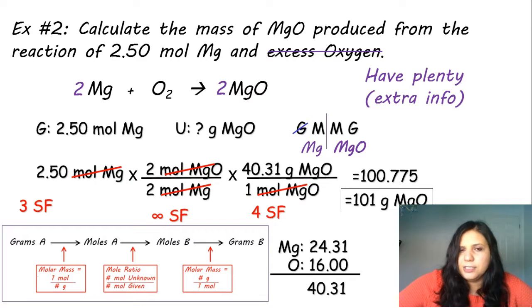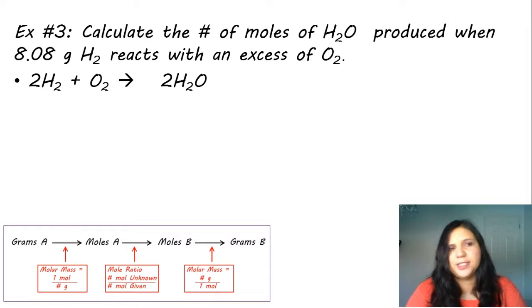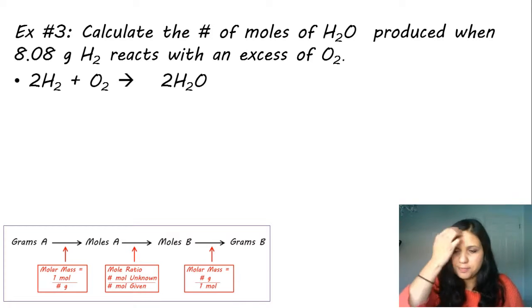Alright, hopefully that's easy. Last example, calculate the number of moles of water produced when 8.08 grams of hydrogen reacts with an excess of oxygen. I'd like you to come up with a balanced equation, so pause it. Okay, so hopefully you got this. If you didn't, remember that hydrogen and oxygen are diatomic. Remember they are in the mnemonic Brinkelhoff, so remember those are always good too.